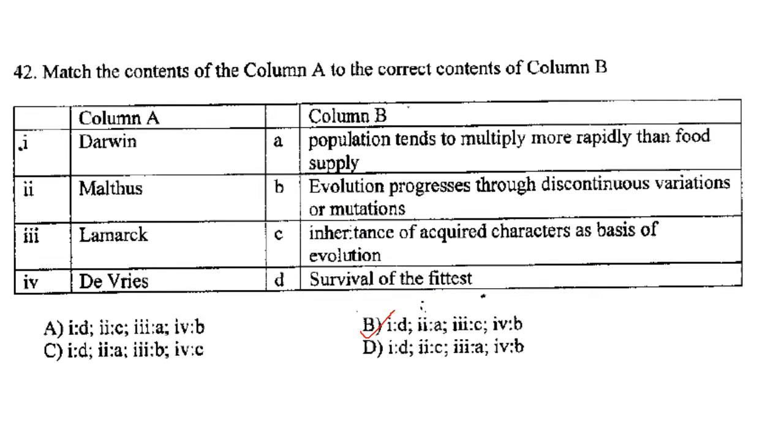Then next one, match the contents of column A to the correct content of column B. So Darwin, survival of the fittest, 1 D. Then Malthus, population tends to multiply more rapidly than food supply, 2 A. Then next comes Lamarck. Lamarck is inheritance of acquired characters as basis of evolution, 3 C. And De Vries is evolution progresses through discontinuous variation or mutations. So answer here is option B, that is 1D, 2A, 3C and 4B.